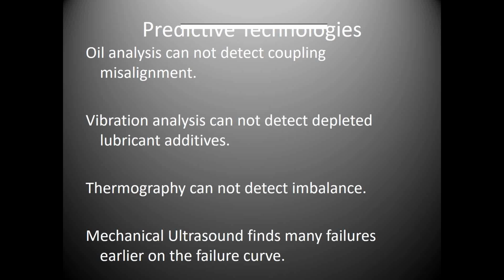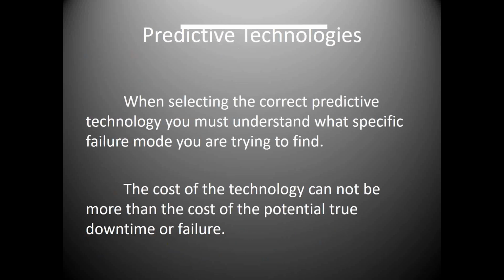If you're buying a thermographic camera, I've been at facilities where they said, well, my primary technology is thermography. Well, thermography cannot detect a lot of failure modes, such as imbalance. Thermography detects the failures of heat when it's farther down the failure curve. So we have to be careful where we use this technology and what we use it for. And again, if you take mechanical ultrasound, we can find many failures that are earlier on the curve. Bearing failures, electrical failures, and leaks and things like that. So mechanical ultrasound is a good technology for a lot of different failure modes.